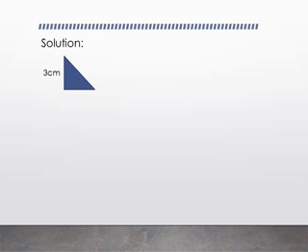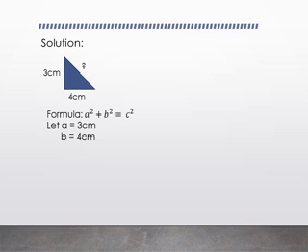In a triangle, we have 3 centimeters and 4 centimeters. So what we are looking for is the hypotenuse. The formula of a right triangle is a squared plus b squared is equal to c squared. Let a be equal to 3 centimeters and b be 4 centimeters. Now let's substitute it to the formula.